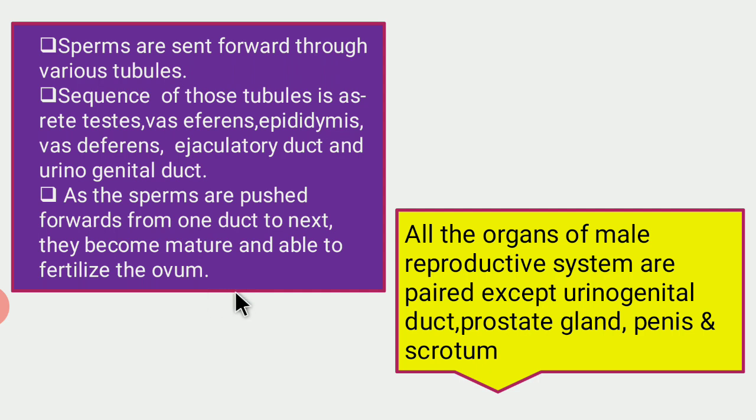They are then able to fertilize the ovum. Throughout this system, one thing you should keep in mind is that all the organs of the male reproductive system are paired except the urinogenital duct, prostate gland, penis, and scrotum.